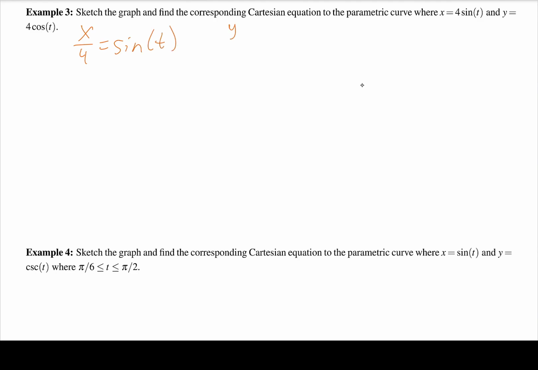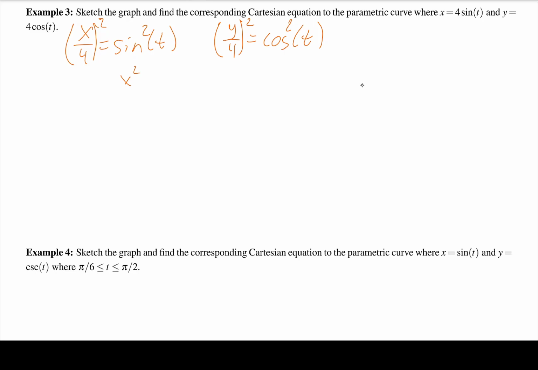For the y equation, we'll get y over 4 equals cosine of t. Now what I'm going to do is square these. So we'll get x over 4 squared equals sine squared of t, and y over 4 squared equals cosine squared of t. And now I'm going to add the left and right hand sides together.